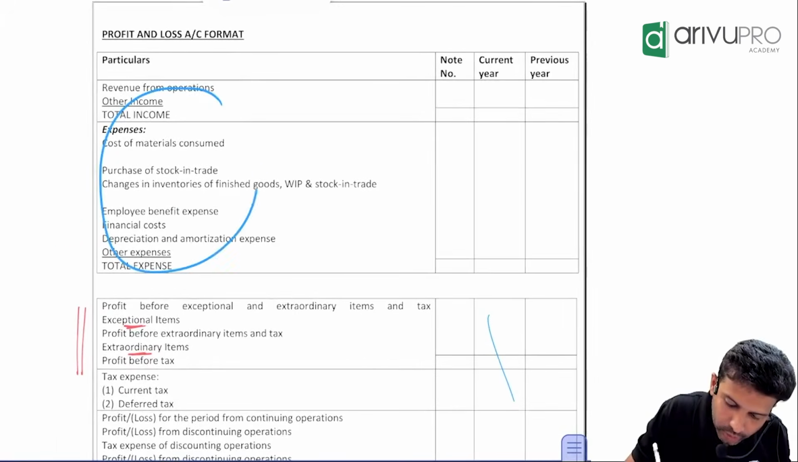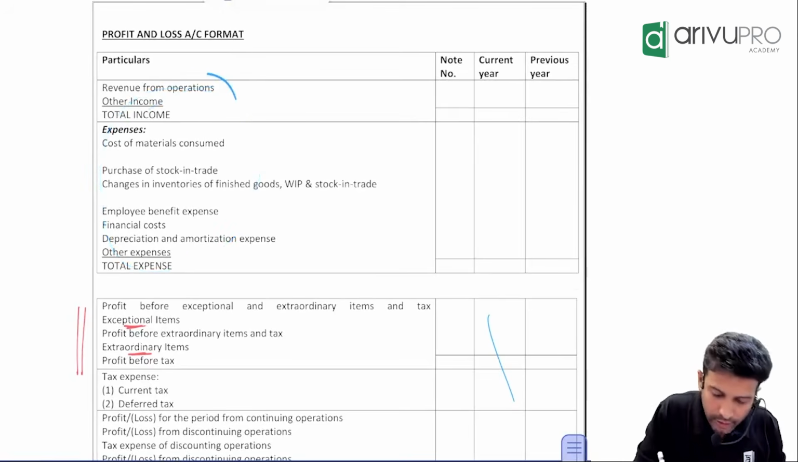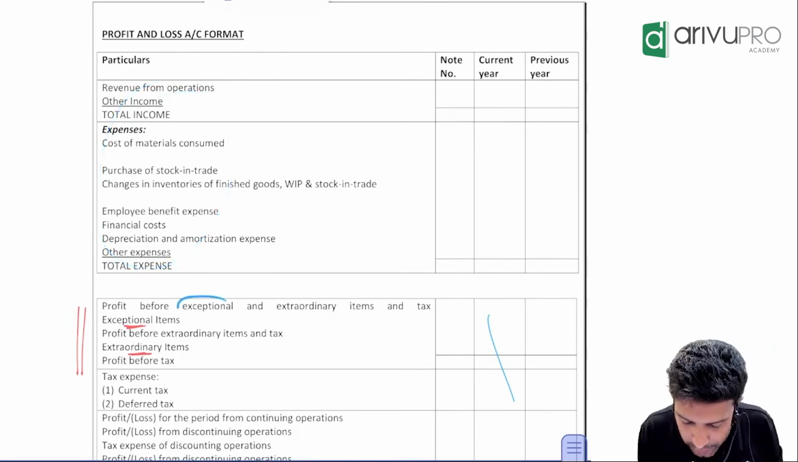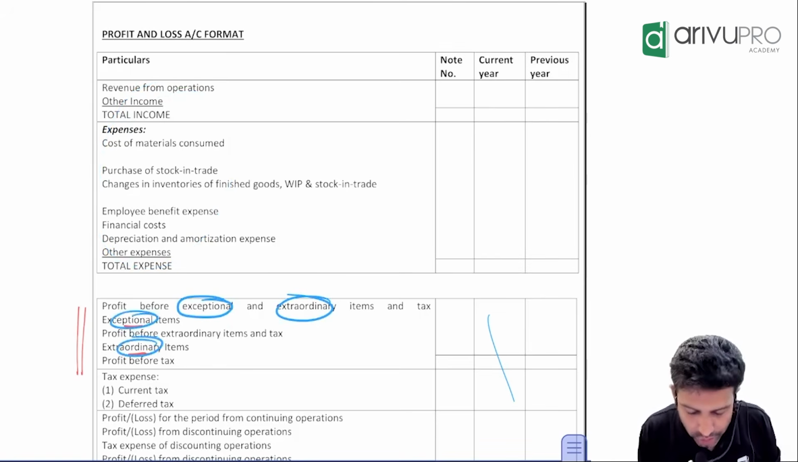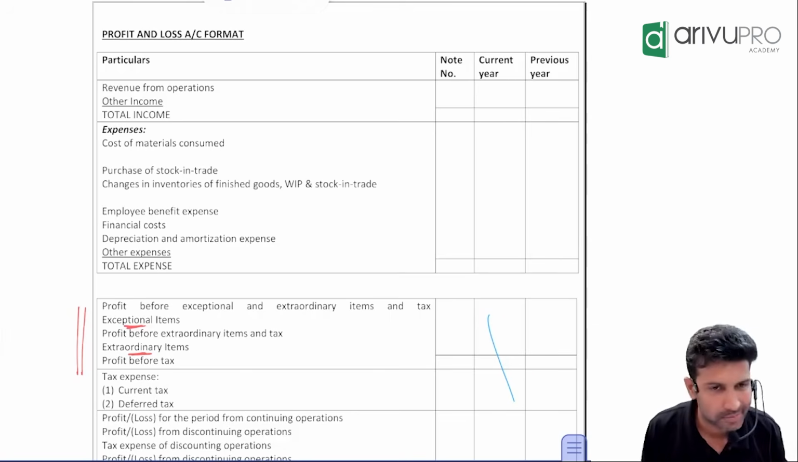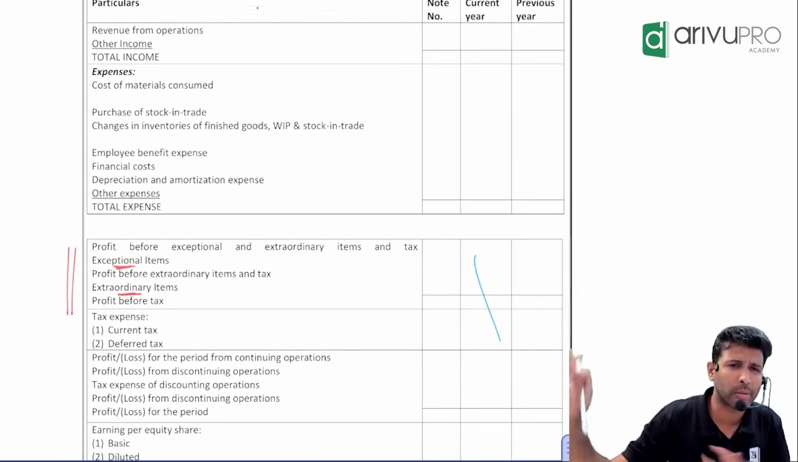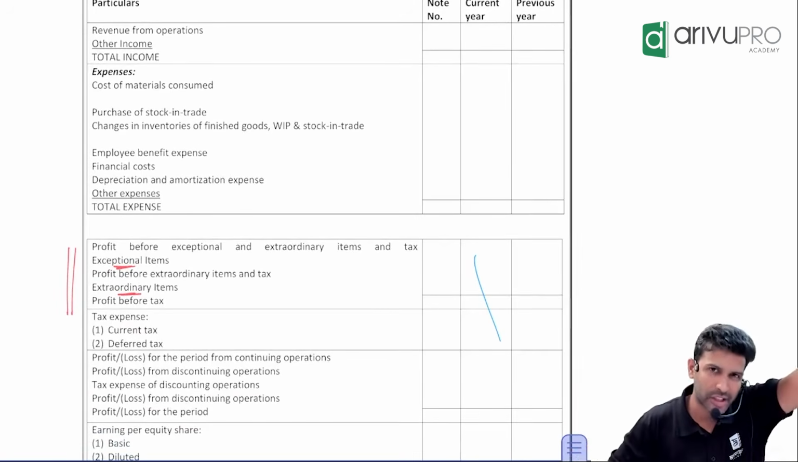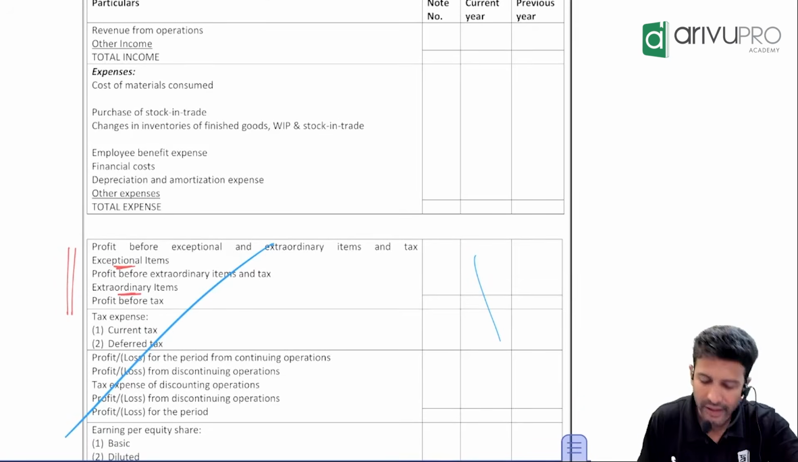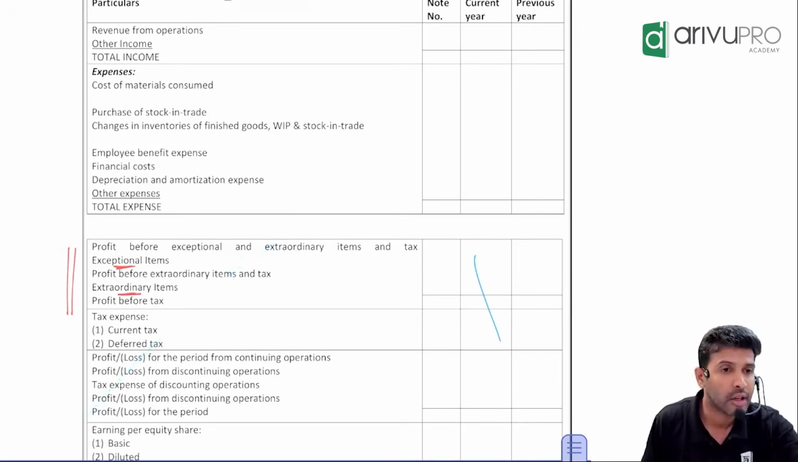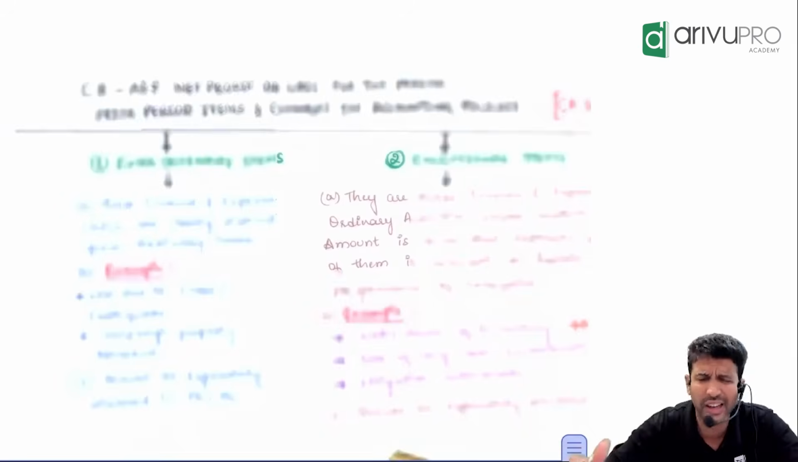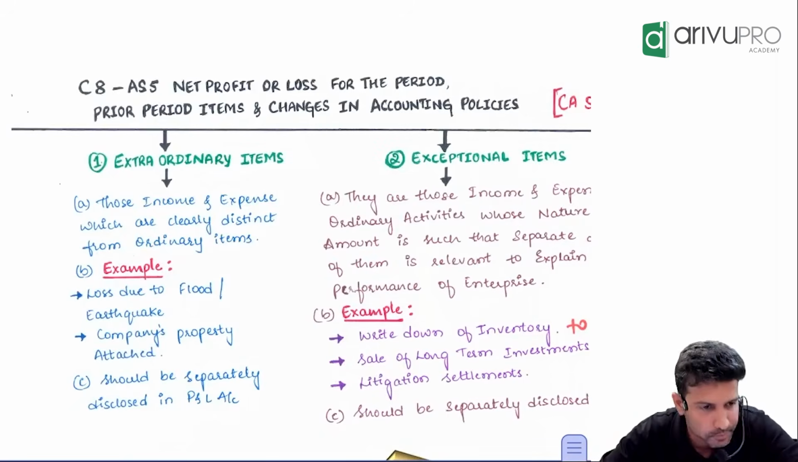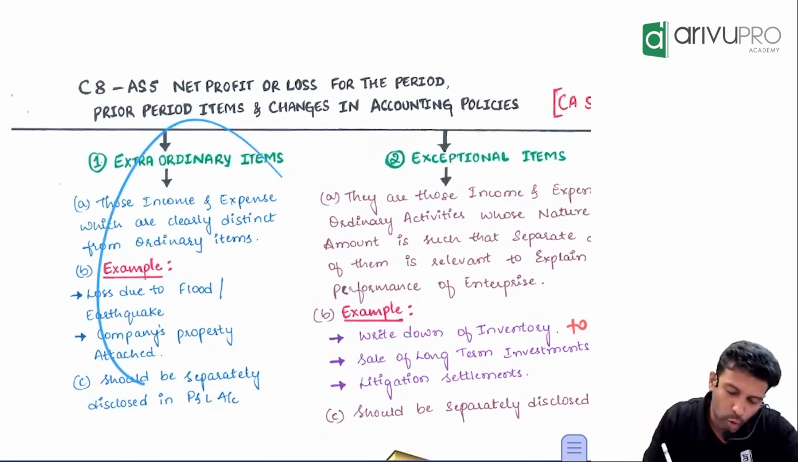This is your normal thing that you did, right? After this format, what you're going to get is profit before exceptional and extraordinary items. Exceptional items and extraordinary items have to be shown. There is also continuing and discontinuing operation; we'll talk about that later. Leave that. In the majority of our problems, all this will not be there, hence we'll stop here only. So, if you have any extraordinary items, they have to be shown separately in your P&L, so that the user can understand financial statements better. That is one.